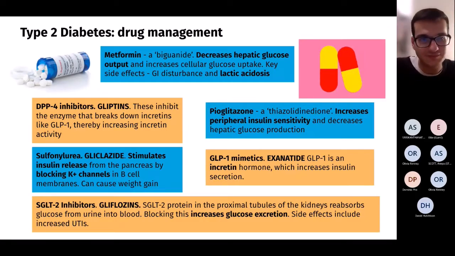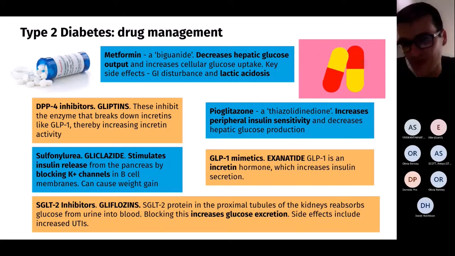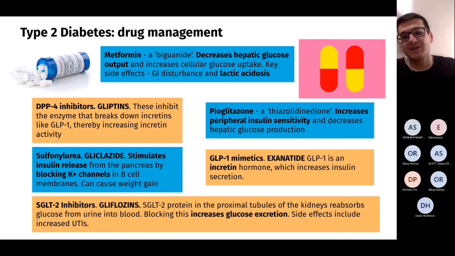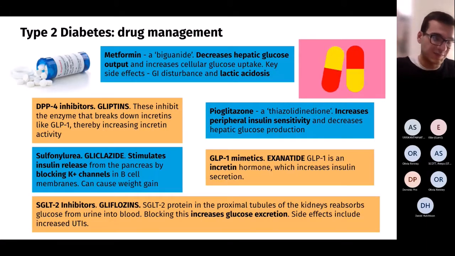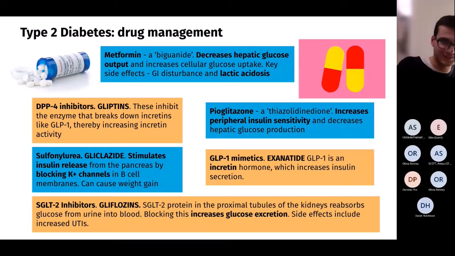DPP-4 inhibitors. Basically, there are these things called incretins, which are hormones that increase your insulin secretion. So you get GLP-1 mimetics. GLP-1 is an incretin. So if you give people GLP-1 mimetics, you increase their insulin secretion because you're giving them a hormone that increases insulin secretion. DPP-4 is an enzyme that breaks down incretins, so it reduces insulin secretion. So if you give DPP-4 inhibitors, you're going to decrease the amount of DPP-4, you're going to decrease the breakdown of incretins, and you're going to increase insulin secretion. So we can also give DPP-4 inhibitors.